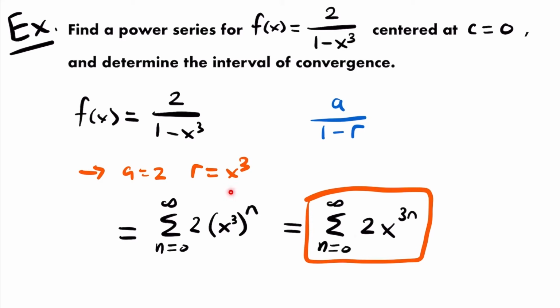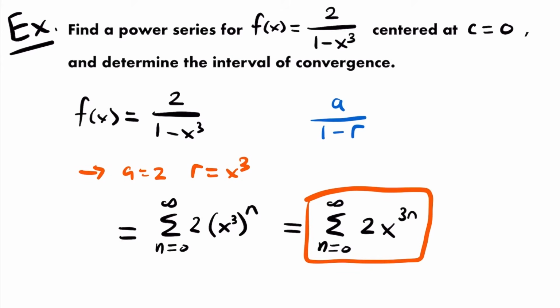Okay, and that was true in this function right here. We just had x cubed. We didn't have x minus 1 cubed or x plus 2 cubed. It was just x cubed, so we didn't really need to change anything about this function. We could just directly rewrite that as a geometric power series, which is what we have right here.